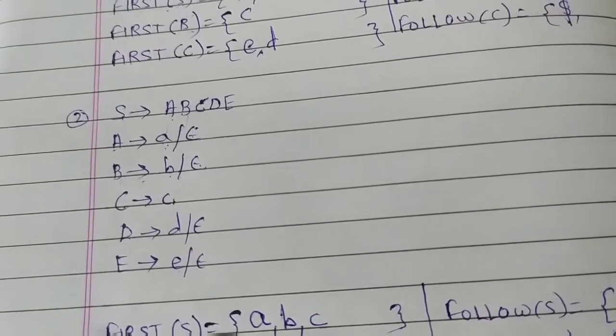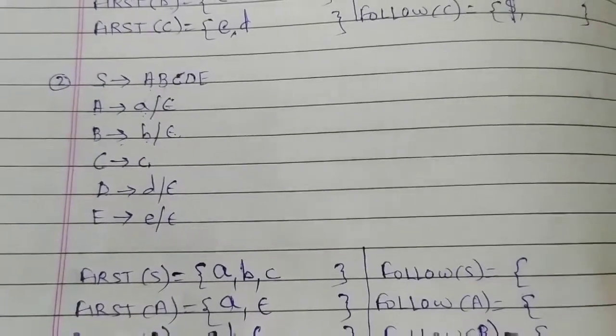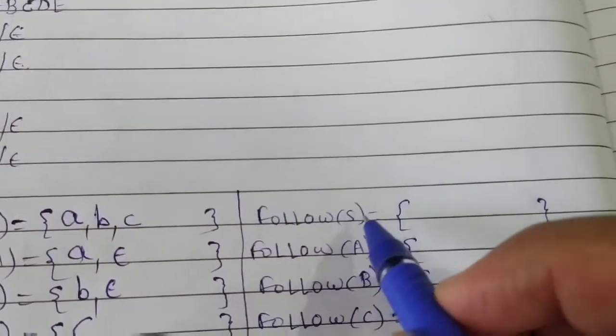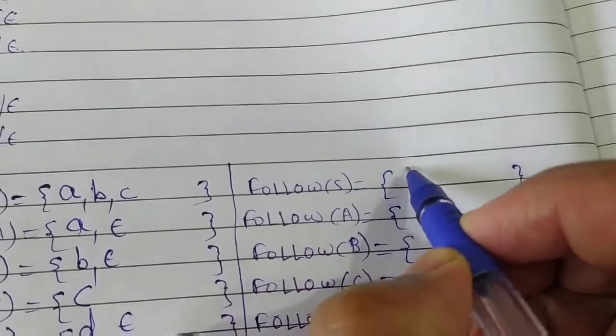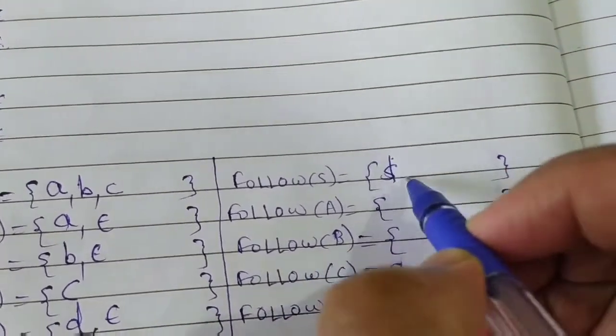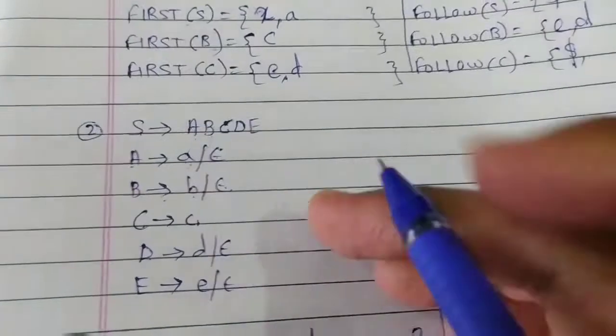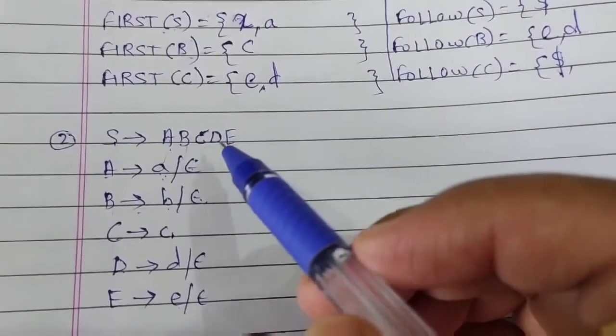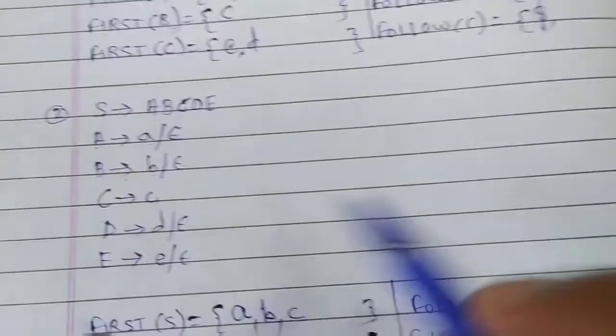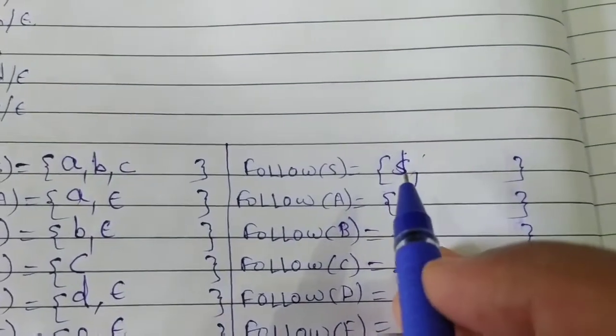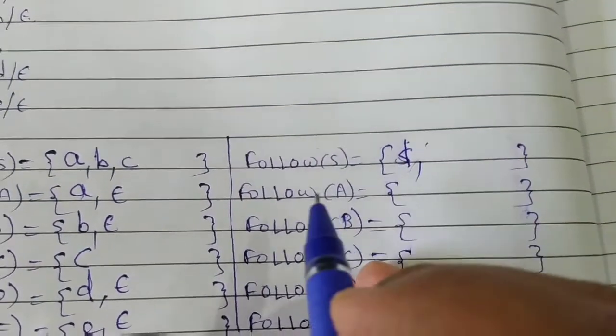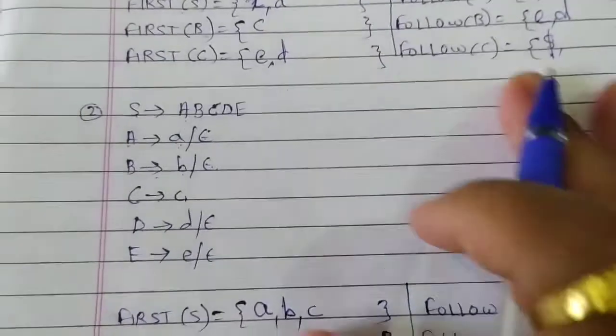Now we will find out follow for this example. As I told before, for any start symbol, dollar is the follow. Now look at the example. We have to look at right hand side. So nowhere there is S. So dollar will be the only follow terminal. Now we will find out follow for A. So where is A? Here.